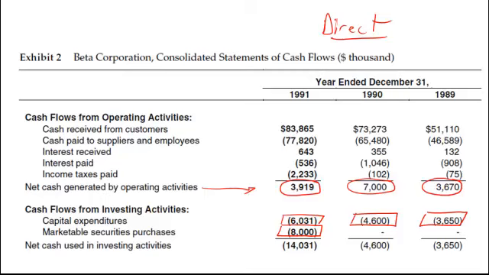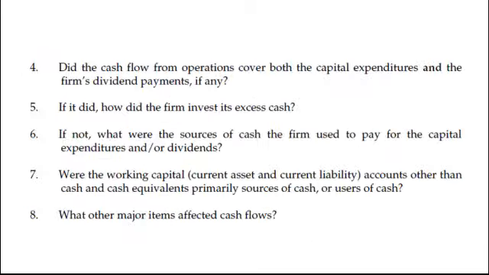In 1990 we have more than that. We generated 7 million from operation. We need only 4.6 for capex, so we have more cash than we need, and we definitely covered the capex by our operating activities. Again, it changes in 1991. In 1991 we spent over 6 million on capex, but we generated only 3.919 million from operation, cash from operation. So we did not have enough cash from operating activities in order to cover our capital expenditures. So this was the answer to number 3.